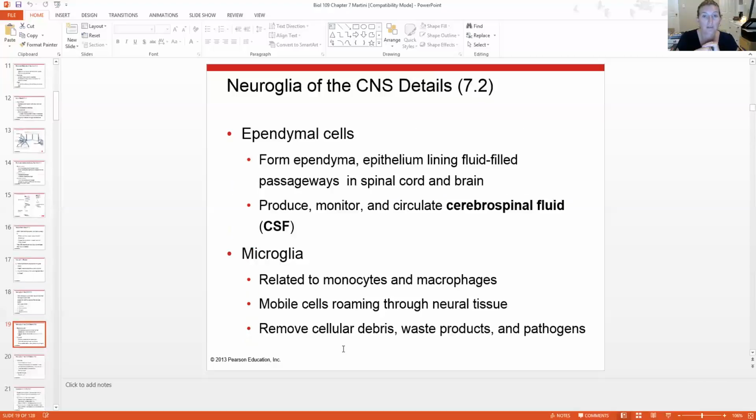So let's talk about ependymal cells first. Ependymal cells form the lining of the chamber where our brain and spinal cord are found. They produce, they monitor, and they help circulate cerebrospinal fluid, CSF. Microglial cells are related to monocytes and macrophages. These are kind of mobile patrols. They're surveillance cells. They're going out and gobbling up any bacteria, any invaders. They're also removing cellular debris and waste products.